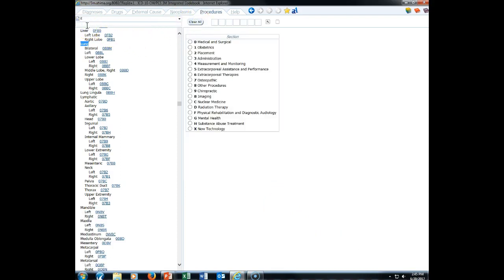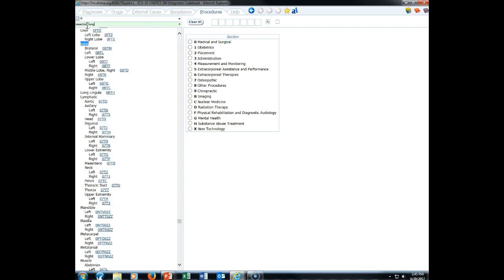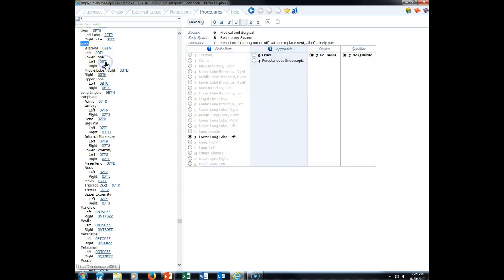And so this time we're looking at a resection. Lung, lower lobe, left. Here, so we're resection and not excision because we're taking out the entire lobe. Our approach was open, so our code is 0BTJ0ZZ.